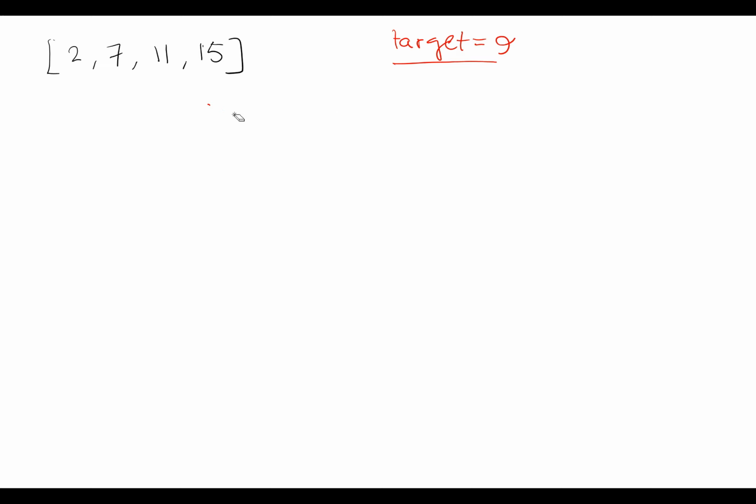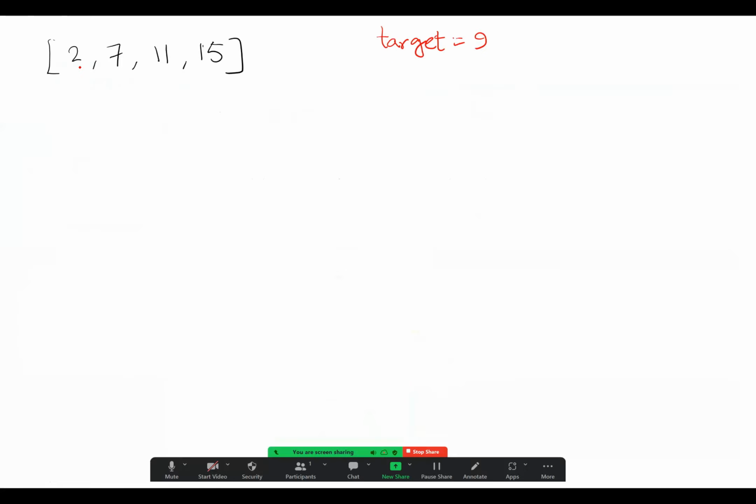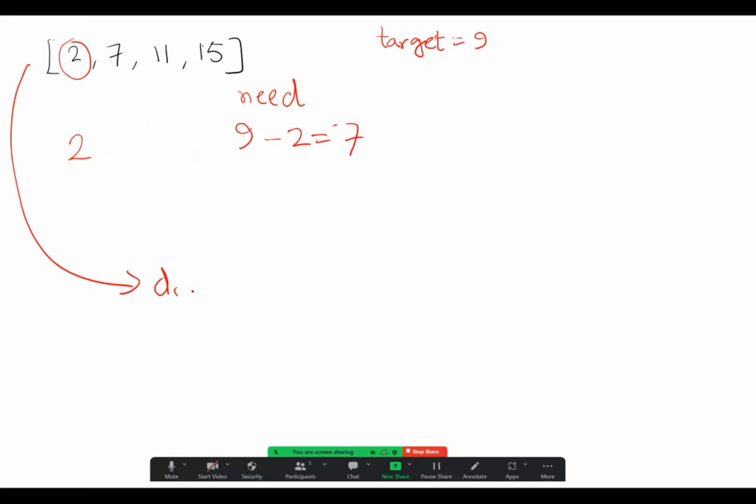Okay, so how do I improve on this? Let's revisit what we were doing in the naive solution. When we were checking 2, we were pairing up 2 with everything. Instead of pairing up with everything, can we reduce the cost by asking what we actually require? We are targeting 2, so what do we need? We need 2's complement. Target is 9 minus 2, which is 7. So if we ask the question, does this array have 7?